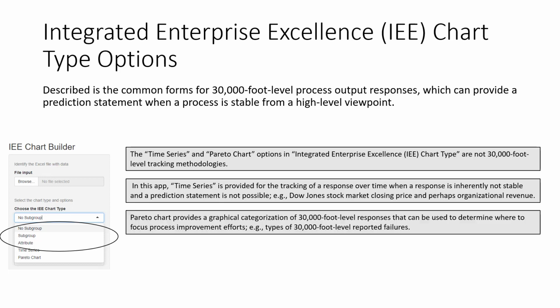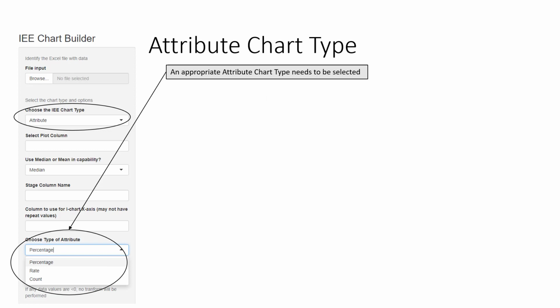Pareto chart provides a graphical categorization of 30,000 foot level responses that can be used to determine where to focus process improvement efforts. For example, types of 30,000 foot level reported failures. Attribute chart type. An appropriate attribute chart type needs to be selected.